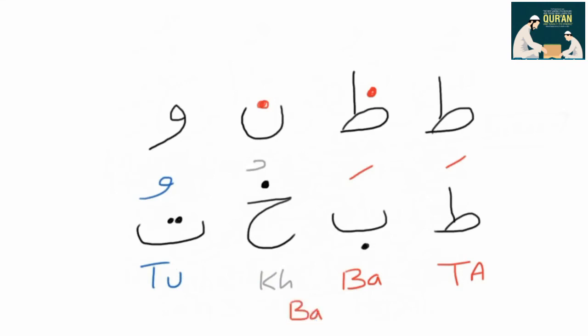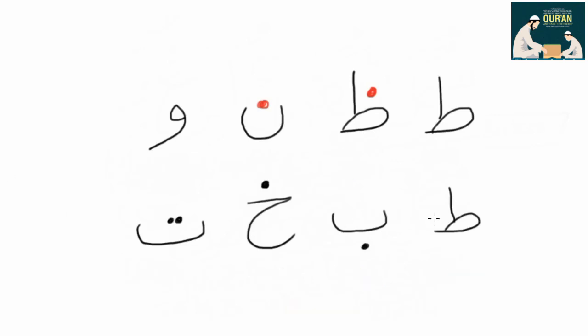And remember, whenever you have a sukoon, you join the sound of the previous letter with it. So you merge them together. So you say bakh, bakh. So tabakhtu.